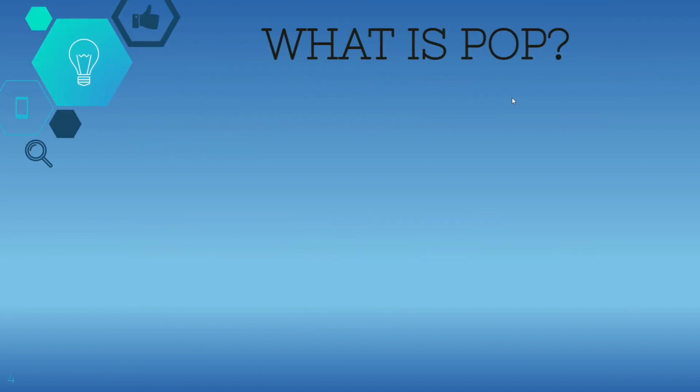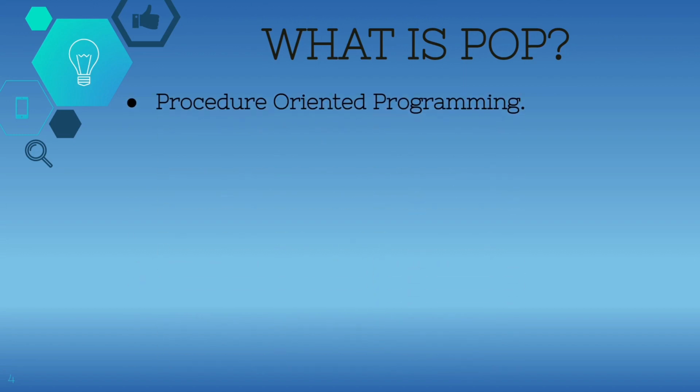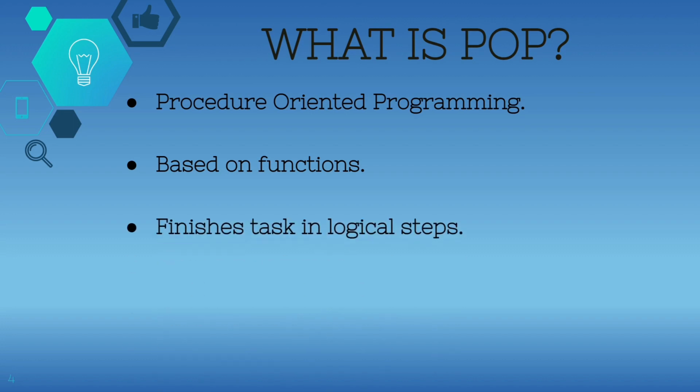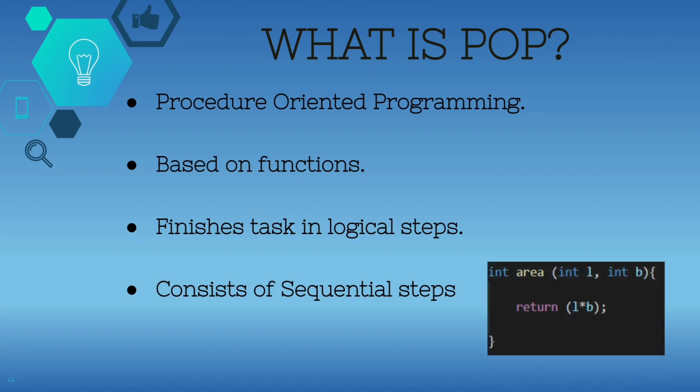What is POP? POP is procedure-oriented programming. It is a programming paradigm that is based on subroutines or procedure calls, also known as functions. It directly instructs a device on how to finish tasks in logical steps. They consist of sequential steps that perform some specified task. An example of this can be the area function which we have defined here, and it returns the value of area of data type the same as the type of function.